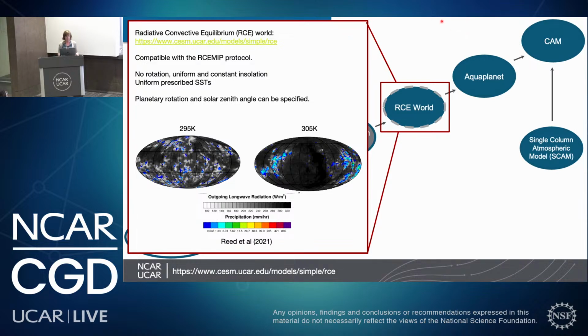So this can be a nice idealized setting. It's been used a lot in the radiative convective equilibrium model intercomparison project to look at things like how convective aggregation changes with warming. And you can see in this example here, you've got all this convection at the lower temperature, and when you go to the higher temperature here, it aggregates a lot more. So this is useful for looking at things like convection, but in a very idealized setting.